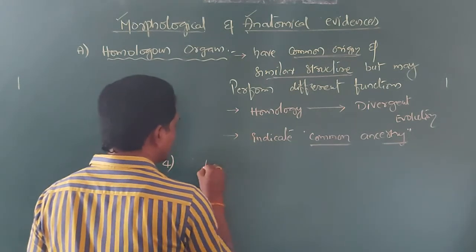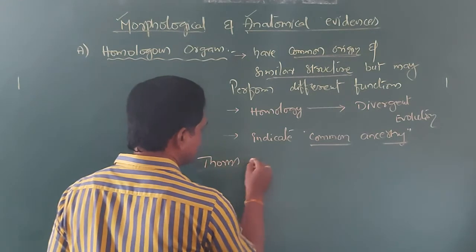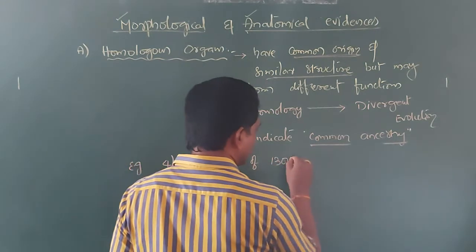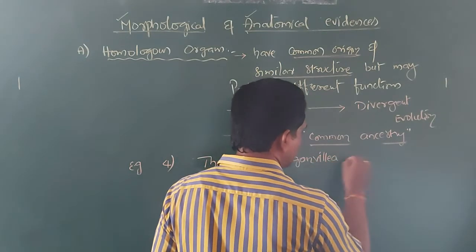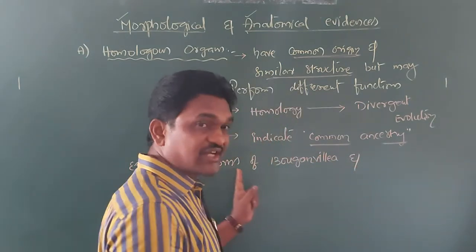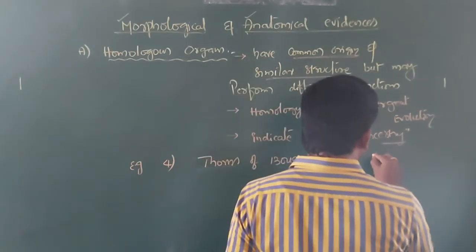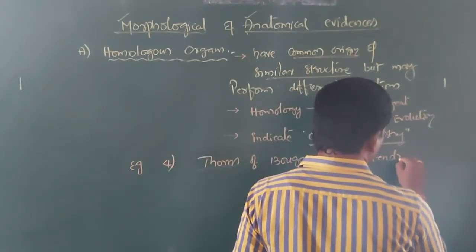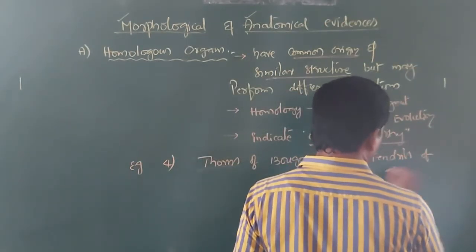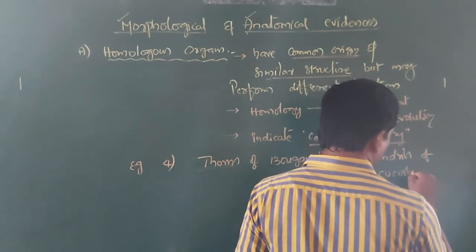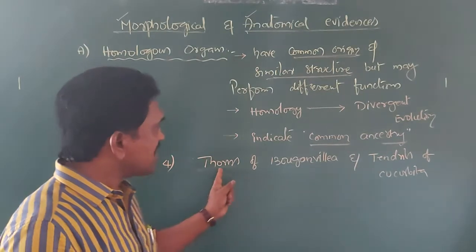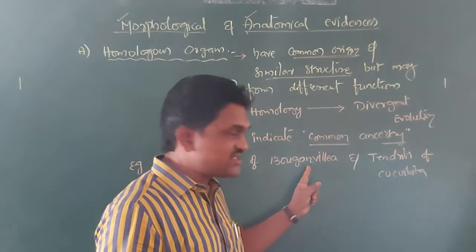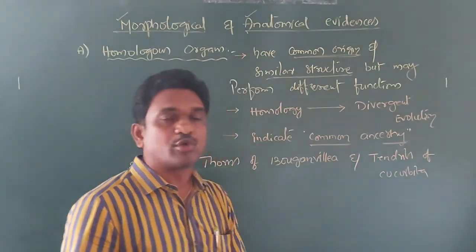Thorns of bougainvillea. This is a plant example. Thorns of bougainvillea are structurally similar to the tendrils of cucurbita. This is the plant example given in NCERT.